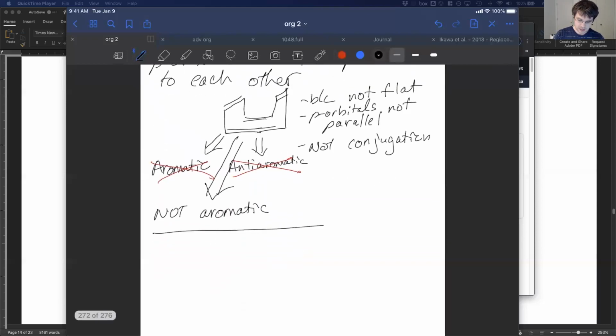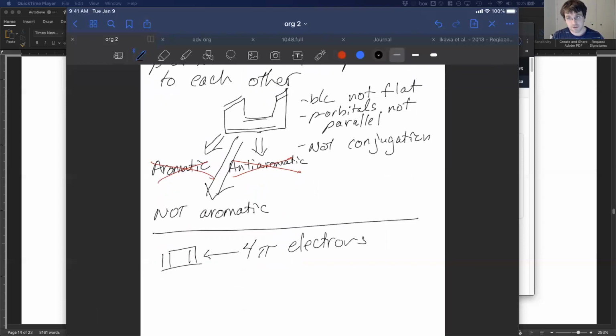It turns out that if you take cyclobutadiene, it has 4 pi electrons. It appears to be flat. It appears to be conjugated, alternating double, single, double, single, double. And it's in a ring. So is it aromatic or anti-aromatic? Well, 4 follows the 4n rule.